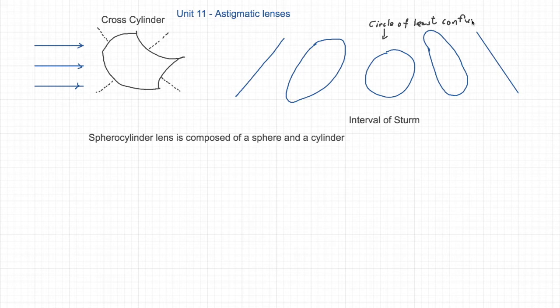And then you get an oval, and then you get a line focus corresponding to the axis of the weaker plus cylinder. That interval from one line to the other line, that's called the interval of Sturm.